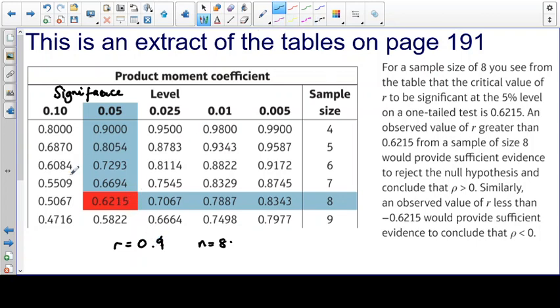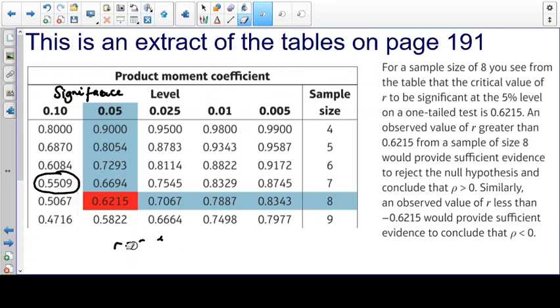Okay? So this number here, for example, that's saying that there is a 10% chance that your sample of size 7 would have a PMCC of 0.5509. This number here, there is a 1% chance that 5 points would have a PMCC of 0.9343. So that's what these numbers mean.